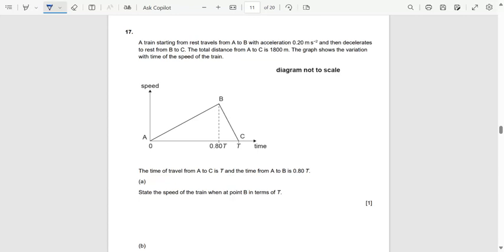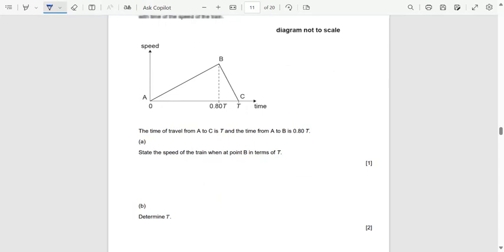So question 17 is a motion graph, and it's a speed-time graph. We're given some data in the question, which we'll go through in a moment, but we can see that we have a train starting from rest. It accelerates to a maximum speed, then it decelerates back to rest again. And we are asked to find the speed of the train at point B in terms of t.